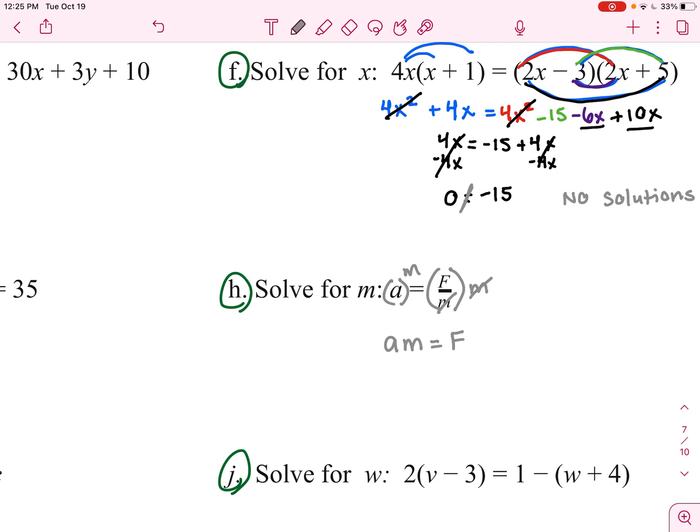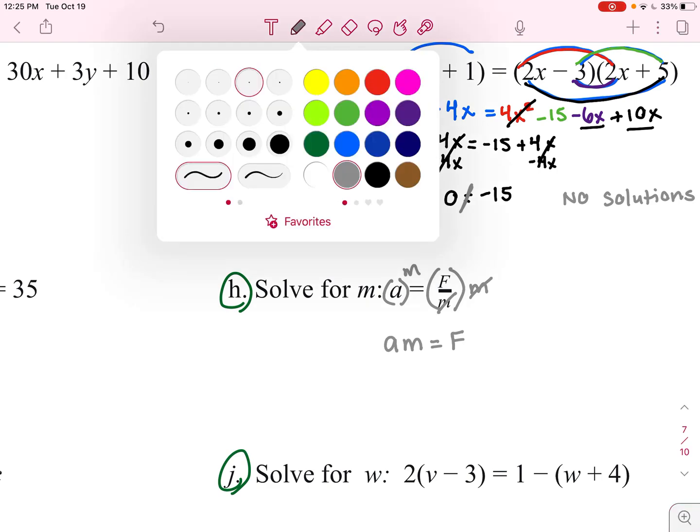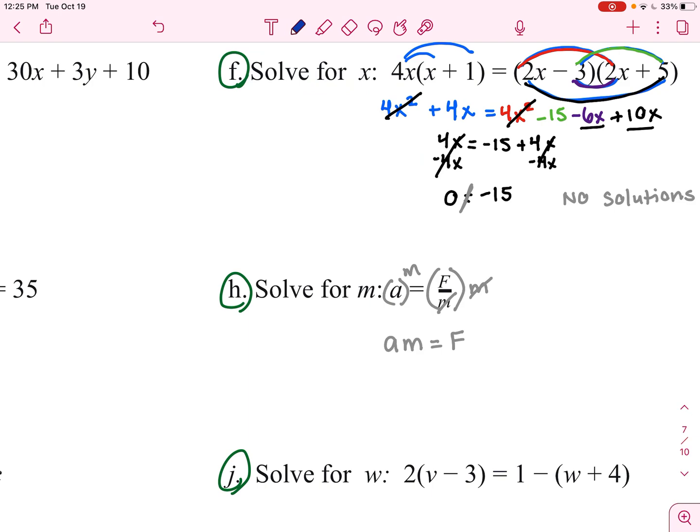But I'm solving for m. And m is being multiplied by a. So let's divide both sides by a. So we get m equals f over a.